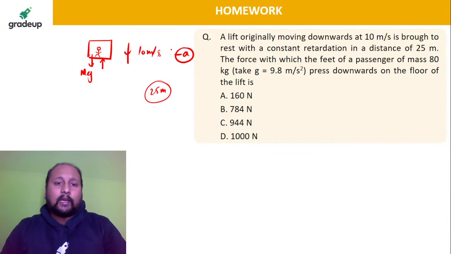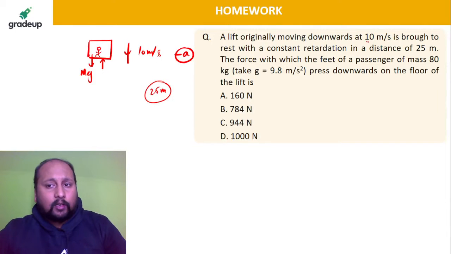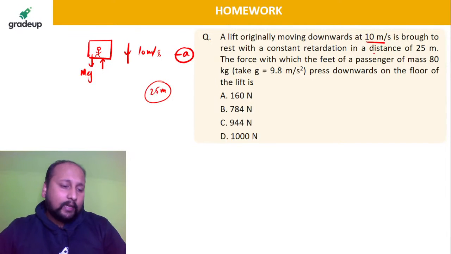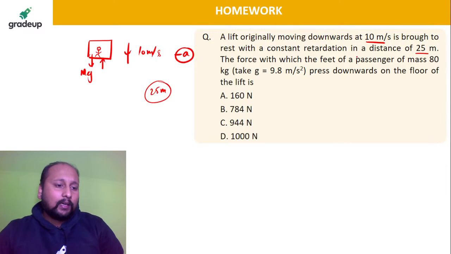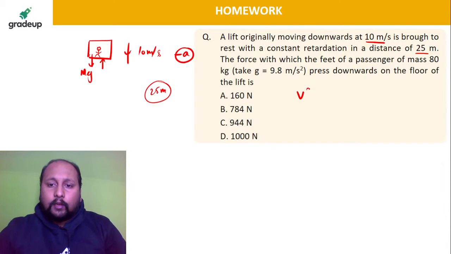So first of all you have to calculate the acceleration. Now how to calculate acceleration? Velocity is given, that is 10 meter per second, distance traveled is 25 meter. Can we calculate the acceleration? Yes, we can use the equation of motion: V square is equal to u square plus 2 into a into s. So V is 0 because it is coming to rest.